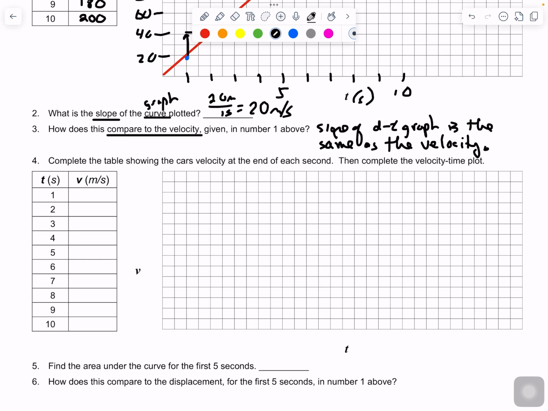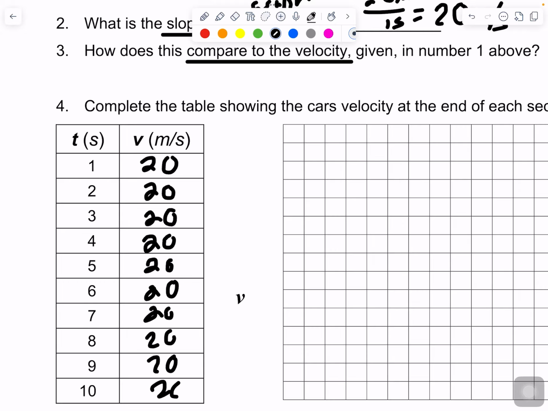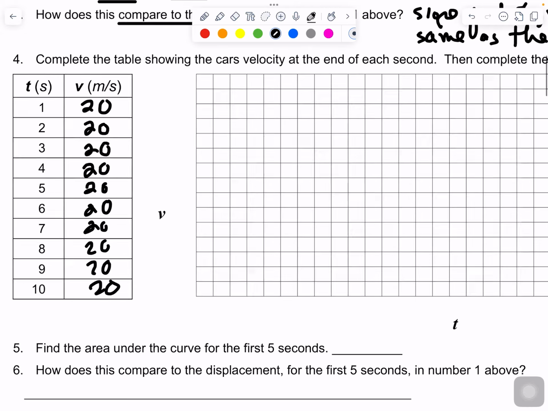Now for part 4, we're going to graph the velocity as a function of time. Well, it was going 20 meters per second, so after 1 second, it's going, well, 20 meters per second. After 2 seconds, it's still going 20 meters per second. After 3 seconds, still going 20, all the way across. In other words, constant velocity.